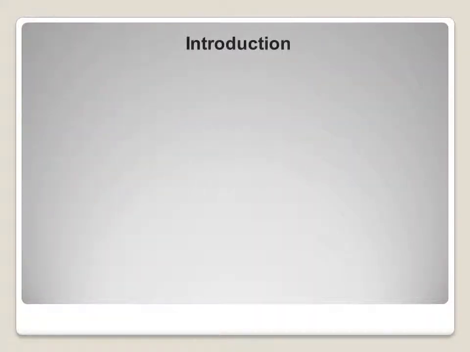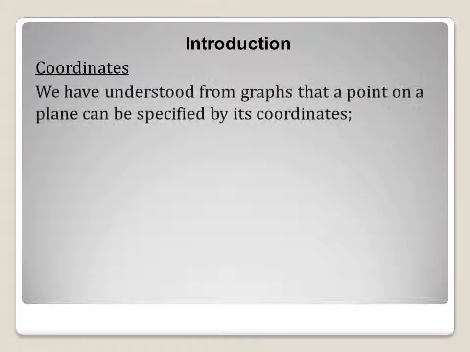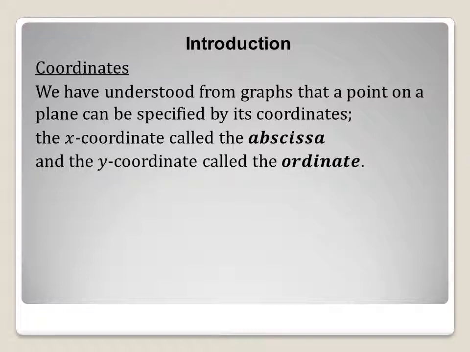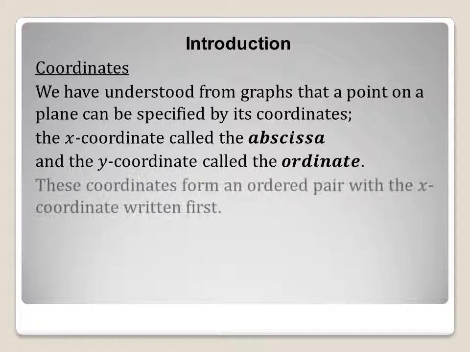Let's begin now. Coordinates. We understood from graphs that a point on a plane can be specified by its coordinates. The x-coordinate is called the abscissa, and the y-coordinate is called the ordinate. These coordinates form an ordered pair with the x-coordinate always written first.